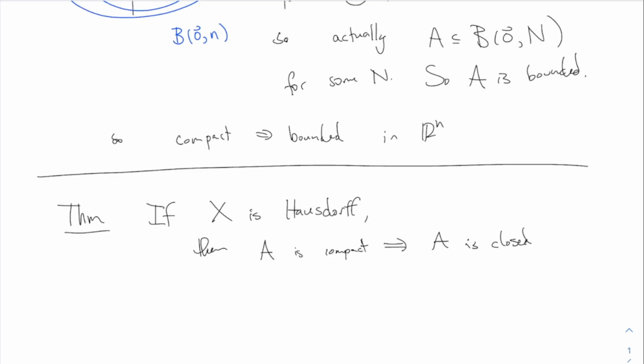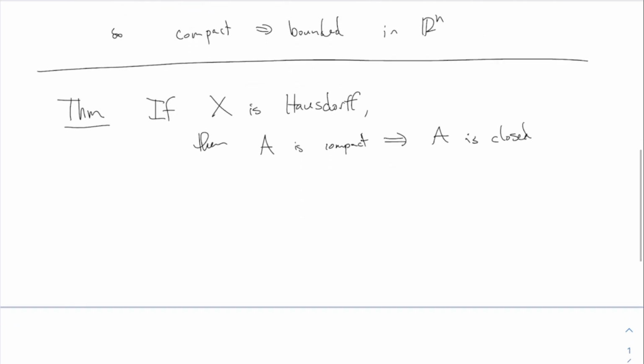Okay. A is compact implies A is closed. All right, let's see if we can make this happen. This one is a little tricky. It's not clear immediately what Hausdorff has to do with anything. But we want to show, well, I'll say assume that A is compact, and I want to show A is closed.